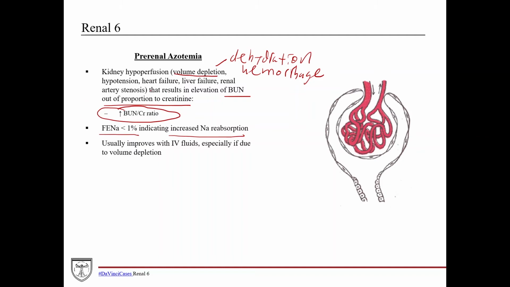Usually, especially since this is due to hypoperfusion, it usually improves with IV fluids, especially if it's due to volume depletion. If you just don't have the effective circulating volume, if you increase that with IV fluids, usually it improves. And so again, it's all about getting the proper perfusion into the glomerulus so that you can get filtration. If you remember the forces that affect this, you have your hydrostatic pressure and then you have your osmotic pressure. Your hydrostatic pressure helps push filtrate through the capillaries here. Now, if this is decreased due to hypoperfusion, that's where this all stems from.